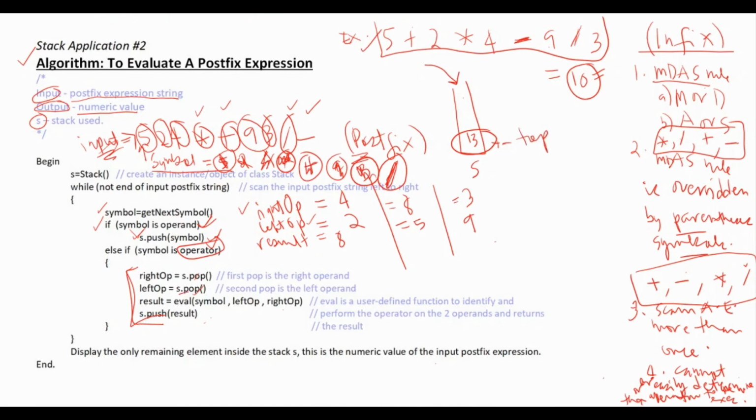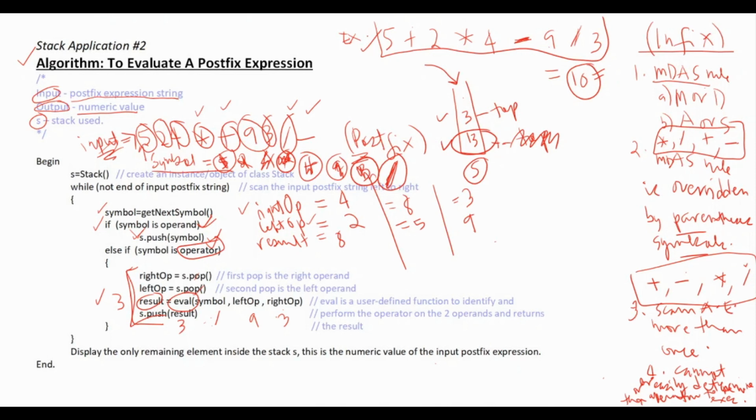After that, we call or execute this function eval, performing the symbol operator division on the left operand, which is 9, and right operand 3. So 9 divided by 3, that gives us 3. Result is equal to 3. And then result, which is equal to 3, we push that into the stack. So we have here 3 on top of 13. So this is now the new top. Now our stack S has 2 elements, and 3 is the top.